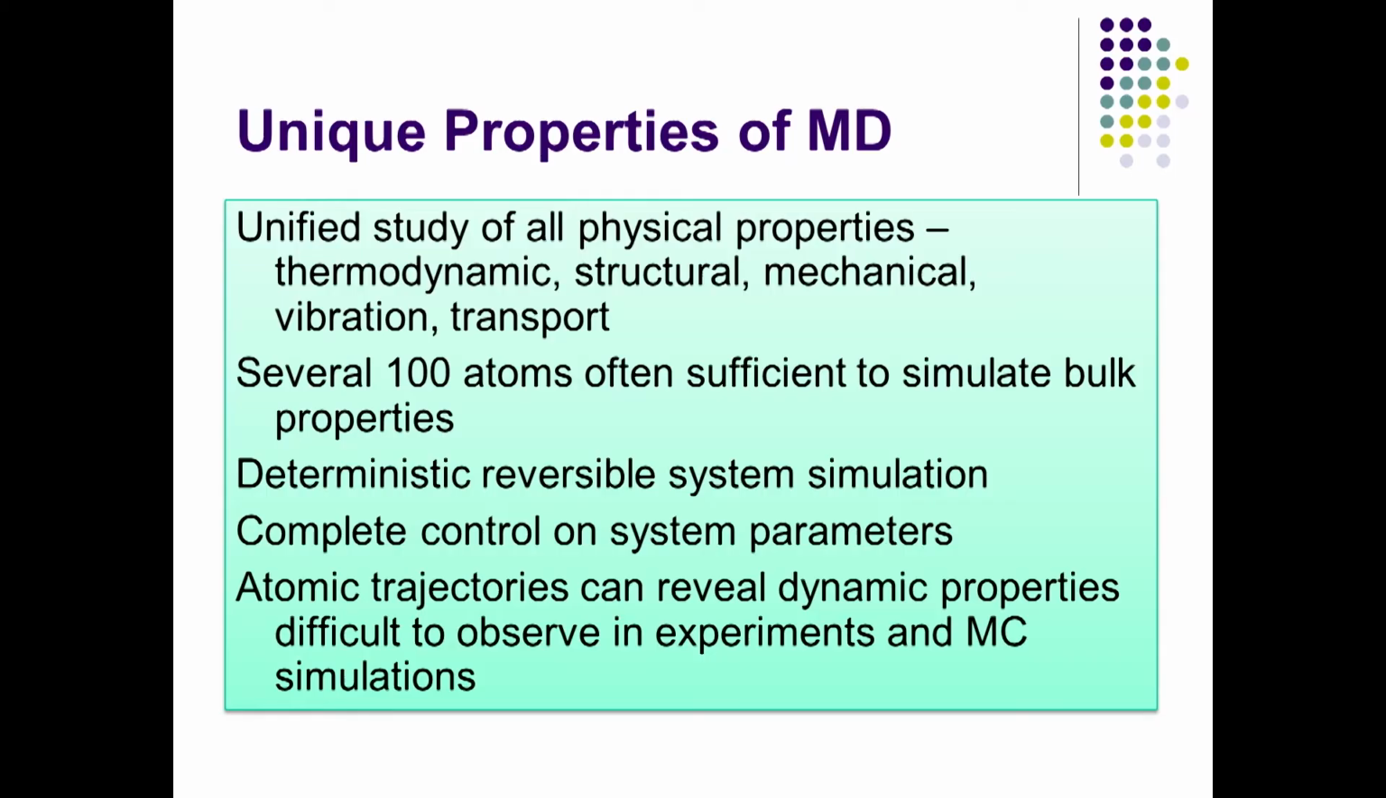So, we are not making assumptions, it is deterministic and it is using the second law of motion, solving Newton's equation of motion. We have complete control on all the parameters once we set up our system. So, we can change temperature, pressure, volume, all kinds of stuff that we have done throughout our course using our virtual molecular dynamics lab. And then we also have atomic trajectories.